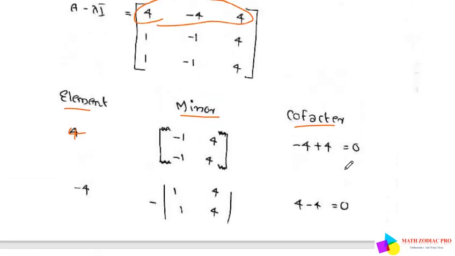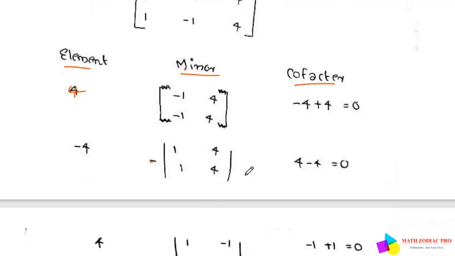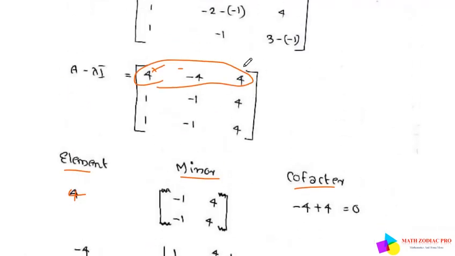And the next one is minus 4. The signs here are minus, plus, minus. So minus into minus equal to plus. For the corresponding rows and columns, we cancel and get the minor 1, 4; 1, 4. So 1 into 4 minus 1 into 4. So we get 0.